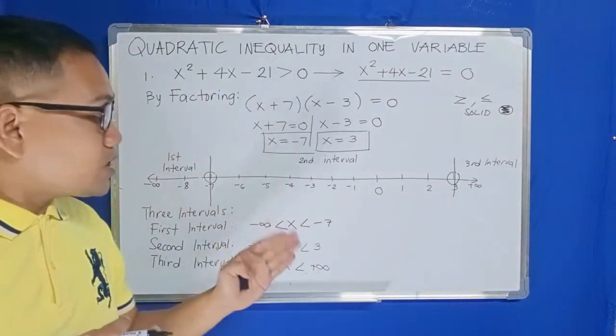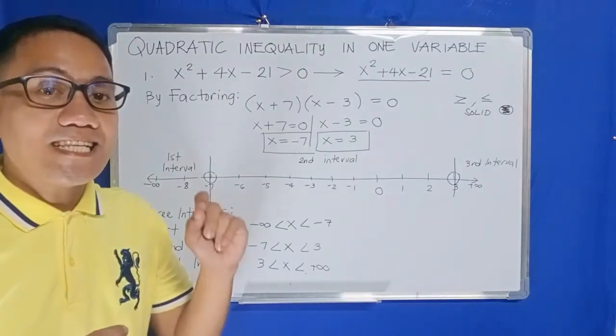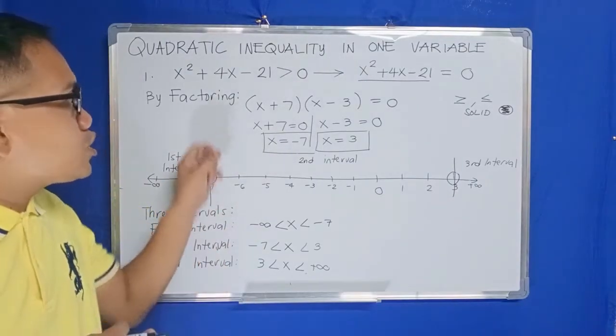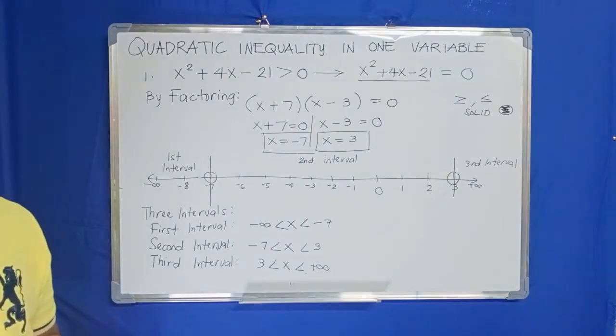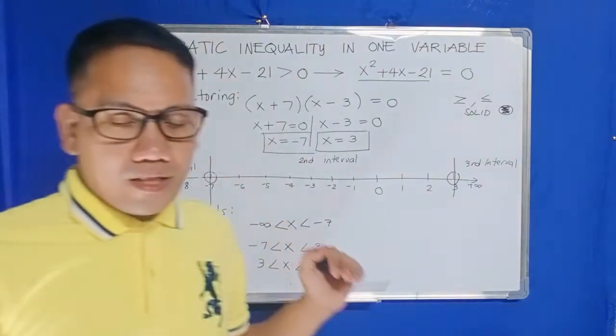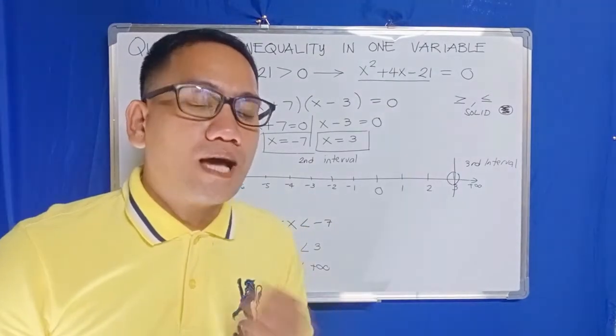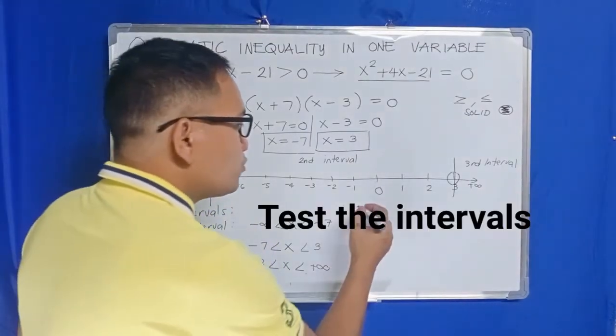The purpose why we are creating these intervals is that we will utilize this in testing our solutions of the quadratic inequality x squared plus 4x minus 21 greater than 0. After we create our intervals, we will now proceed to testing. So, what will we test?